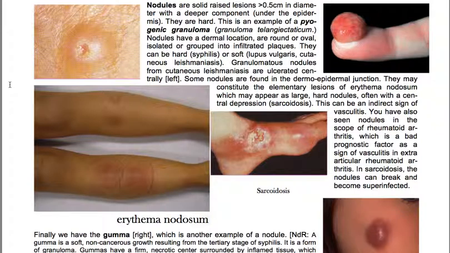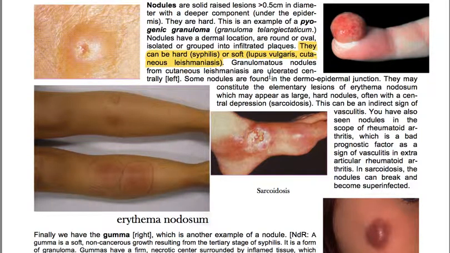They are hard. This is an example of pyogenic granuloma, which is a granuloma telangiectaticum. Nodules have a dermal location, round or oval, isolated or grouped into infiltrated plaques. They can be hard in syphilis or soft in lupus vulgaris and cutaneous leishmaniasis. Granulomatous nodules from cutaneous leishmaniasis are ulcerated centrally.